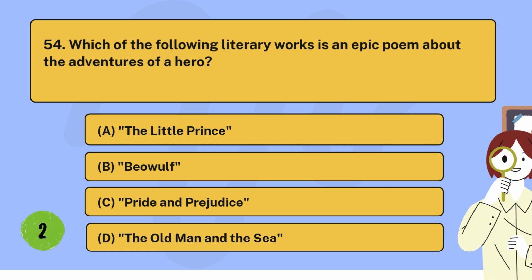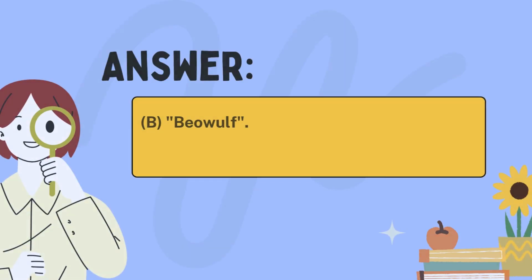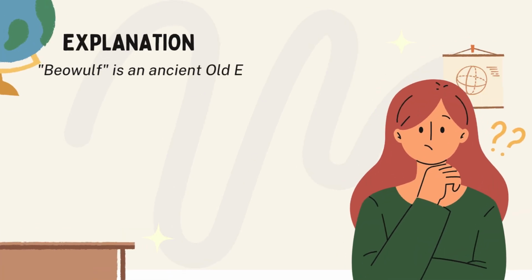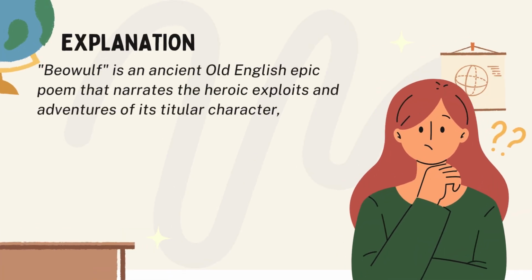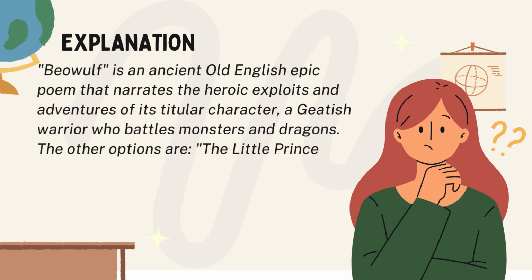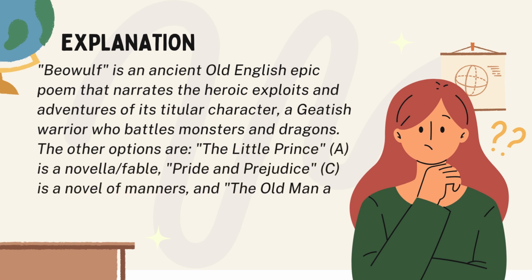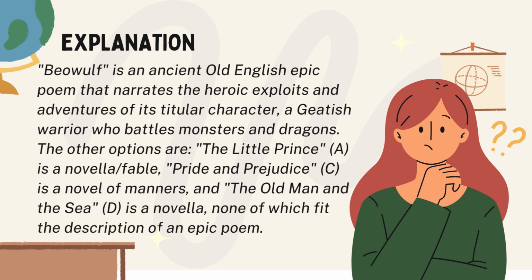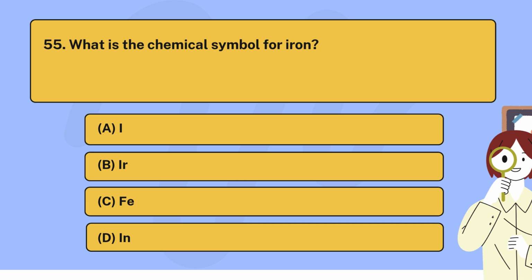Answer: B. Beowulf. Beowulf is an ancient Old English epic poem that narrates the heroic exploits and adventures of its titular character, a Geatish warrior who battles monsters and dragons. The other options are The Little Prince, A, a novella and fable, Pride and Prejudice, C, a novel of manners, and The Old Man and the Sea, D, a novella, none of which fit the description of an epic poem.